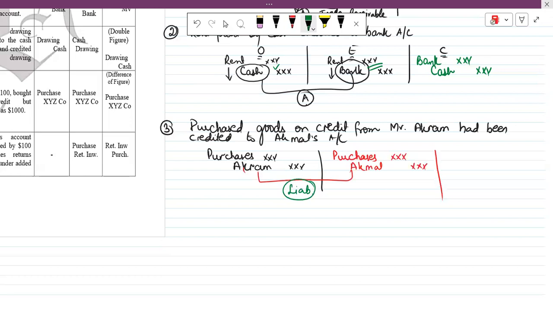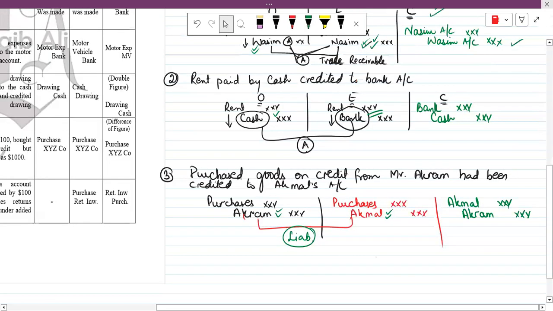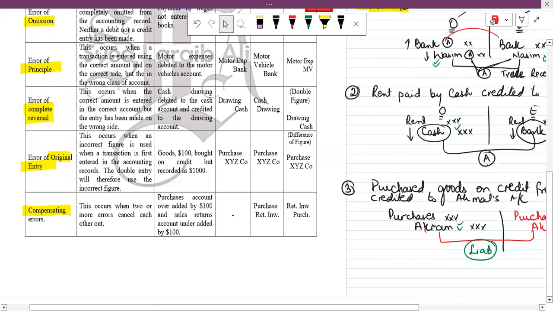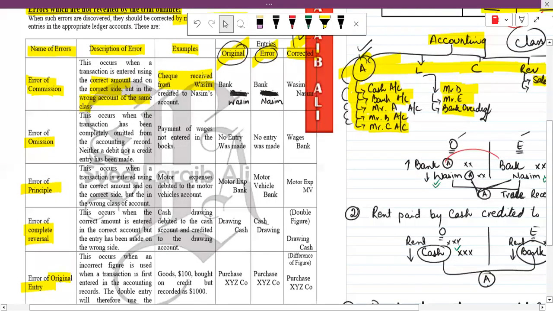Now, what are we going to do? We are going to rectify it. Akmal's account was wrongly credited, so we are going to debit it. So Akmal will be debited, and Akram's account was not made, so we are going to prepare Akram's account on the credit side. This is how we are going to rectify the entries. I hope this particular part is clarified to you.